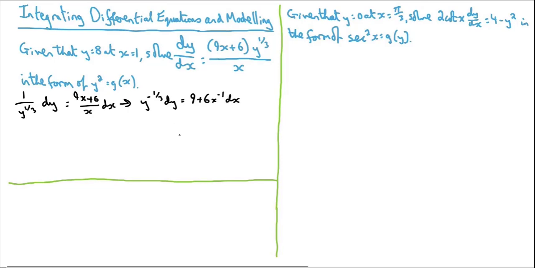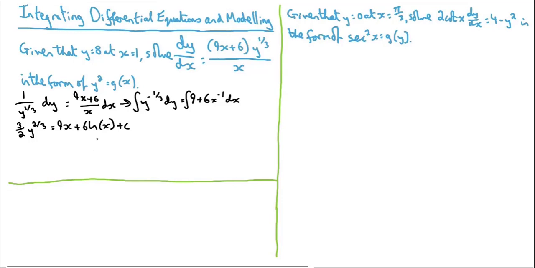Now that we have them in power form, we'll want to do that integration. Because when we're integrating, we want to add 1 to the power, divide by the new power, so we want to be able to tell exactly what the current power is. So here, to add 1 to minus a third would become 2/3, so y to the 2/3. Then to divide by this new power would just end up being 3 over 2. So 3 over 2, y to the 2/3, equals 9 will become 9x. 6x to the minus 1 is going to become 6 ln x. And then we just have to put a plus c.